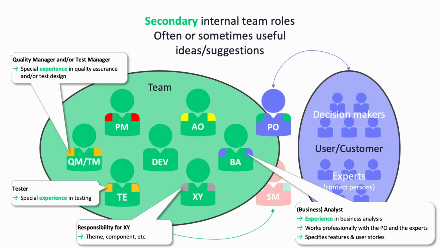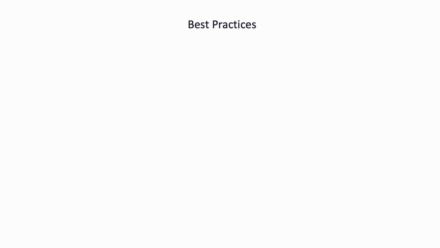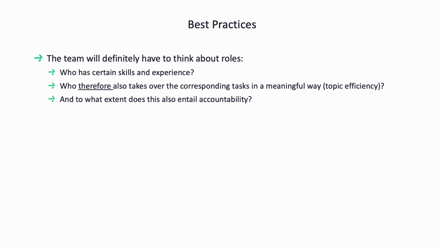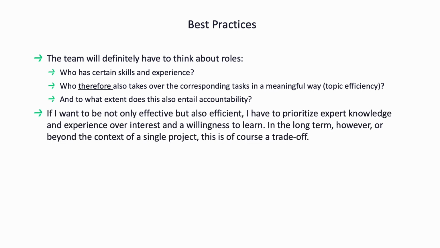So, what do we want to capture? What are the best practices with regard to roles, that is, defined tasks and responsibilities in an agile project that is also as effective and efficient as possible? The team will definitely have to think about roles, who has certain skills and experience, who therefore meaningfully takes over the appropriate tasks, topic efficiency. And to what extent is this then also associated with accountability? Working with the RACI categories helps with the definition.